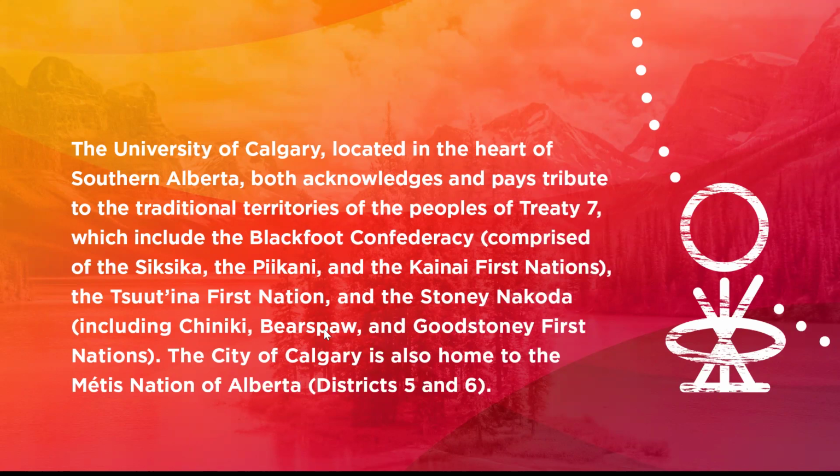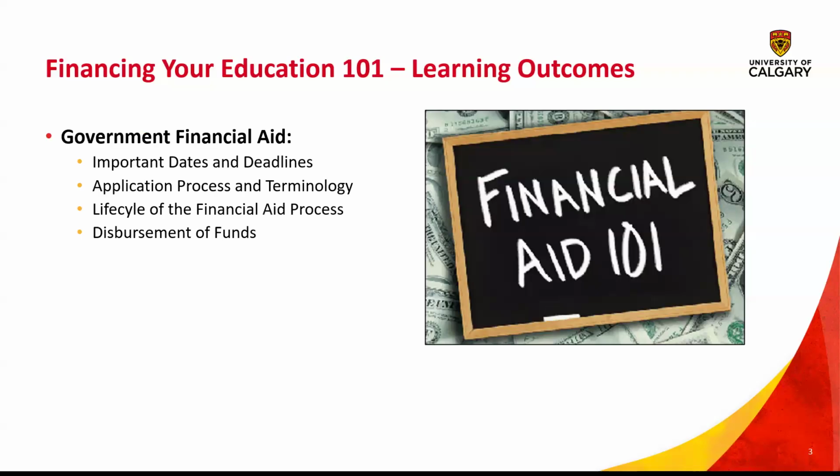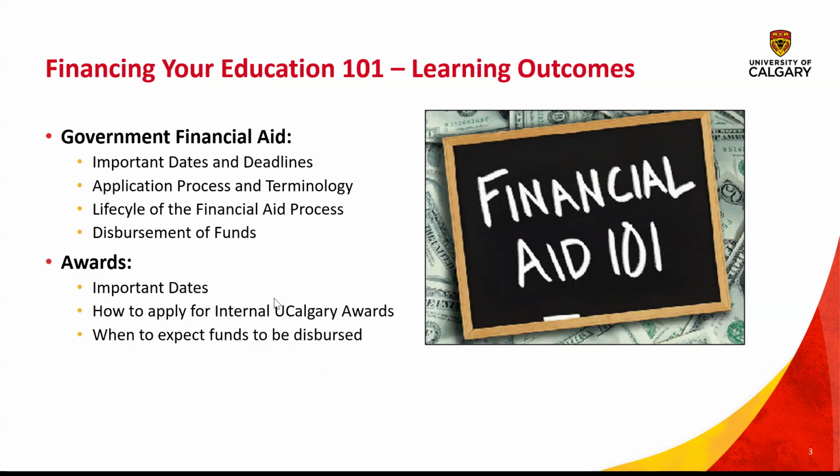Now, for today, we will be discussing government student aid, important dates and deadlines for applications. We're going to go over the financial aid process. We will talk a bit about the life cycle of the financial aid process and also what to expect for the disbursement of funds. Then we will discuss some important information with UCalgary Awards, including some dates to be aware of, how and when to apply, and what to expect if you have already been issued an award letter, and what to expect for the disbursement of those funds. And finally, we will point out some resources that can help you out if there are difficulties with any of these processes.